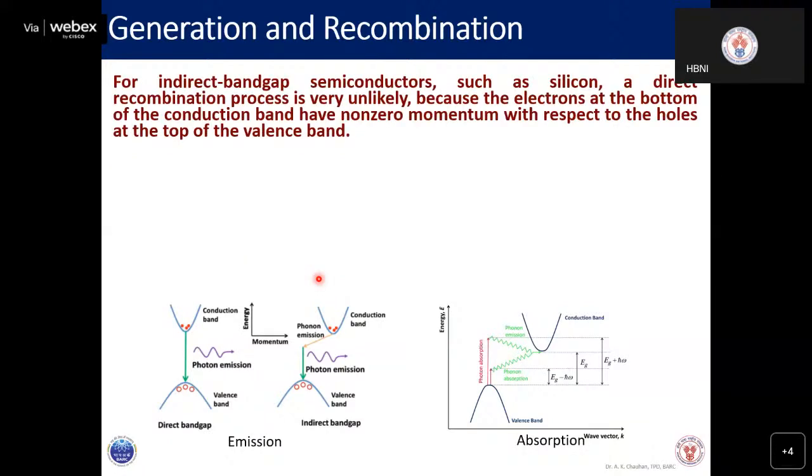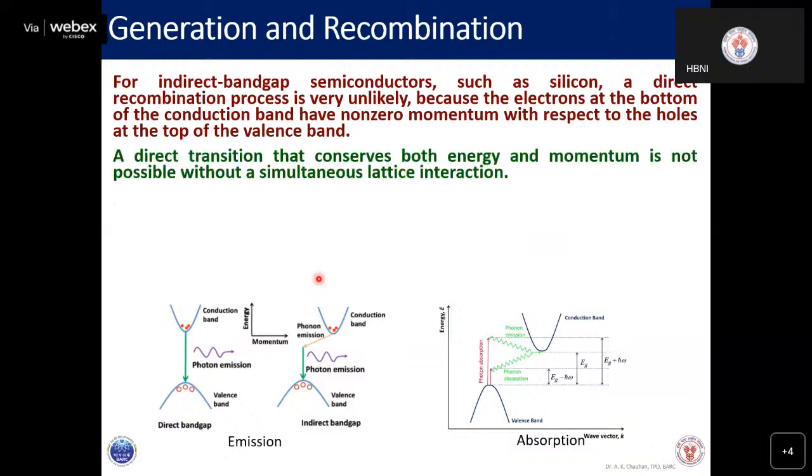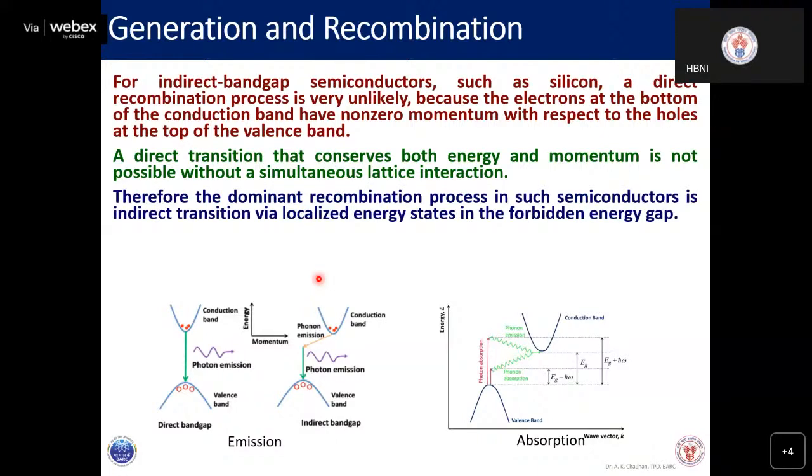For an indirect band gap semiconductor, a direct recombination process is very unlikely because the electrons at the bottom of the conduction band have non-zero momentum with respect to the holes at the top of the valence band. So a direct transition that conserves both energy and momentum is not possible without a simultaneous lattice interaction. So the lattice has to interact, with the lattice vibrations or phonons. Therefore, the dominant recombination process in such semiconductors is an indirect transition via localized energy states in the forbidden energy gap.